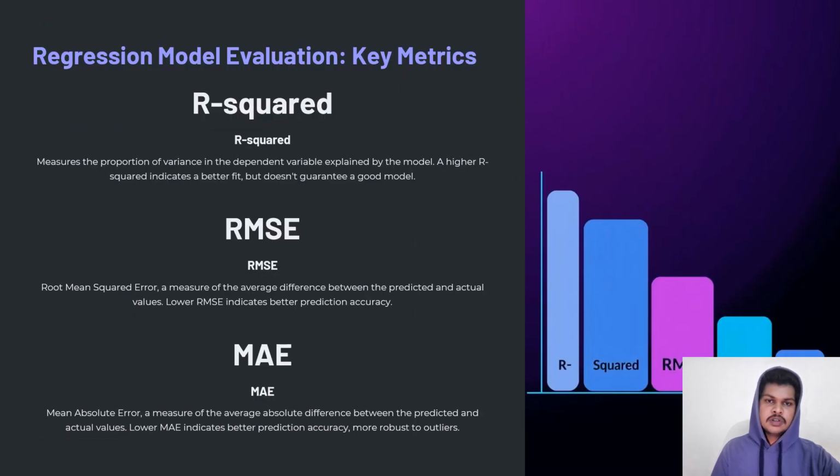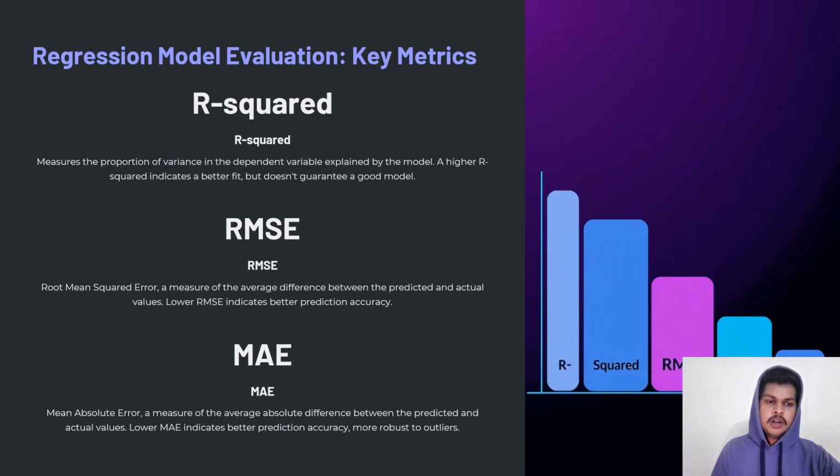Regression model evaluation. First, R square. It measures the proportion of variance in the dependent variable explained by the model. A higher R square indicates a better fit, but does not guarantee a good model. RMSE, root mean square error. It is a measure of the average difference between the predicted and the actual values. Low RMSE indicates better prediction accuracy.